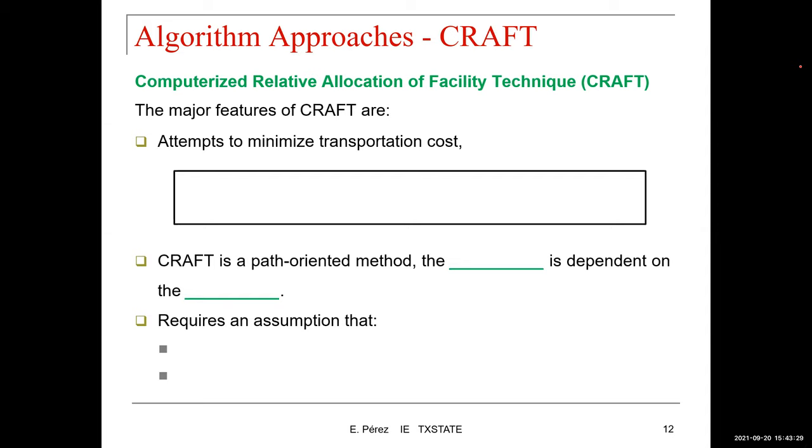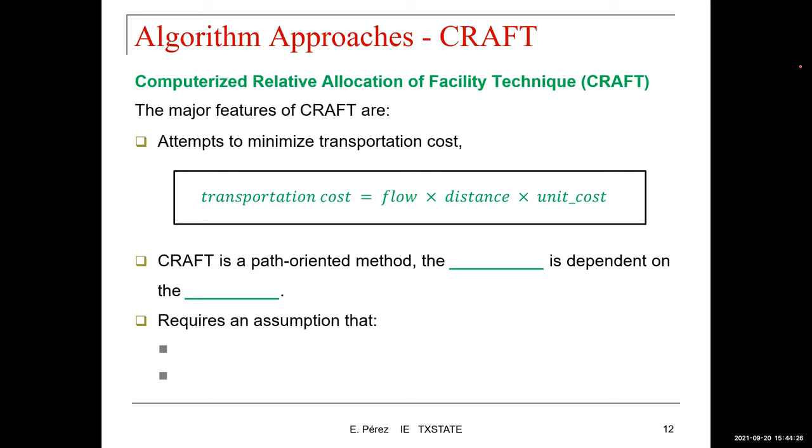So the major features of this algorithm, CRAFT: it attempts to minimize the transportation cost. So what is the transportation cost? It is the multiplication of the flow times the distance times the unit cost. Okay, so we are going to be looking at these three dimensions. Every time that we do a pairwise exchange, we are going to be computing this transportation cost. If we find a cheaper scenario or cheaper layout, then we are improving, meaning that we can find a better layout because we can reduce the cost associated with the flow in the facility and the distance that needs to be traveled between departments.